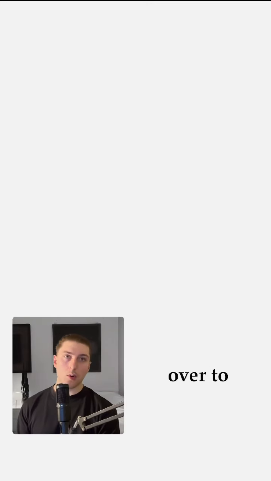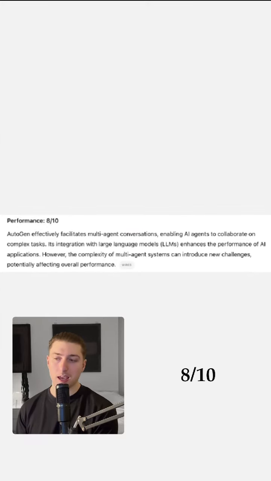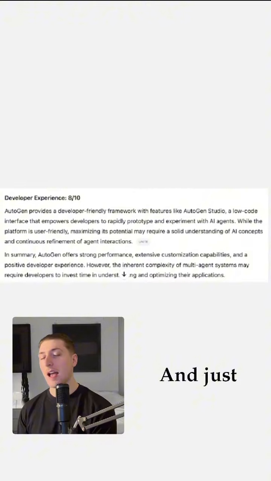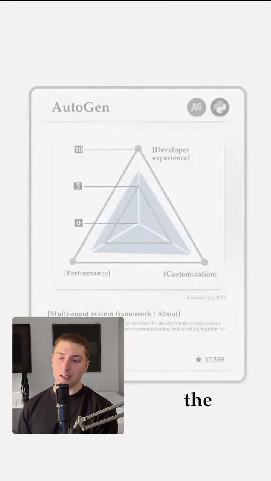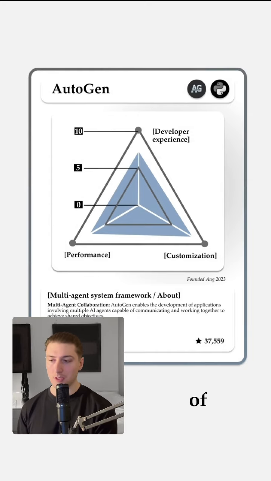So going over to ranking it, our GPT judge gives it a performance 8 out of 10, customization 9 out of 10, developer experience 8 out of 10. And just because of the recent news about the framework kind of splitting into two, so I'm not really sure what's going on there, but there's basically two different versions of AutoGen, and the docs aren't the best, so I'm going to have to bump it down to a 6.